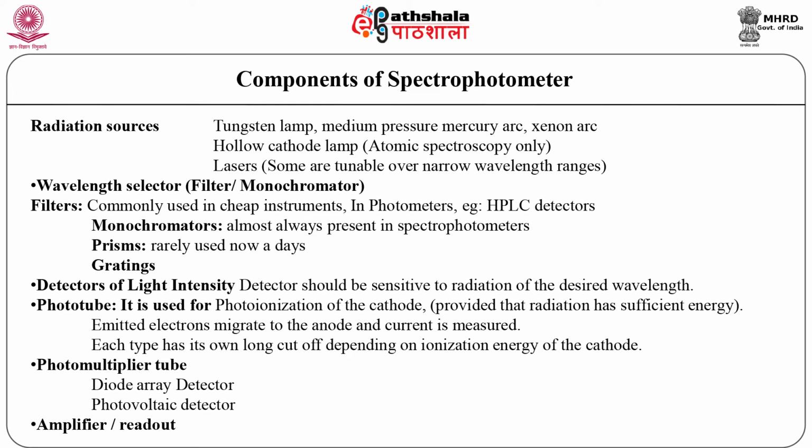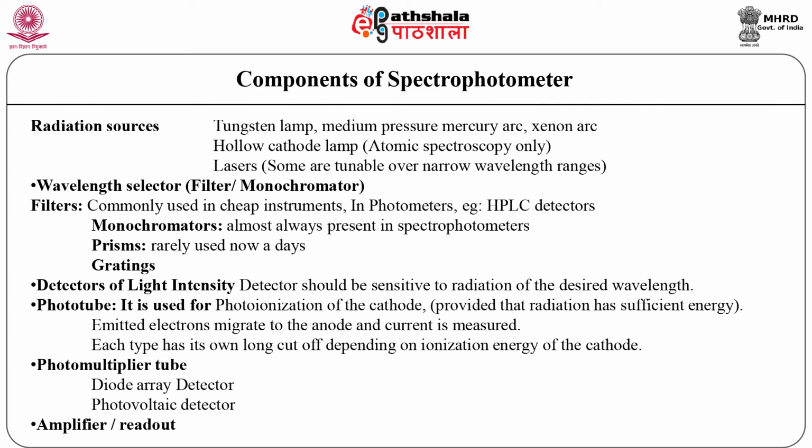Second, wavelength selector, which is also called a filter or monochromator. Filters are commonly used in cheap instrumentation, in photometers, for example HPLC detectors. Monochromators are always present in spectrophotometers. Prism, it is rarely used nowadays. Grating.